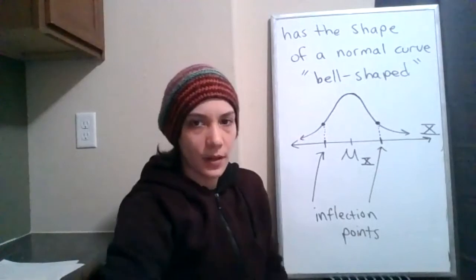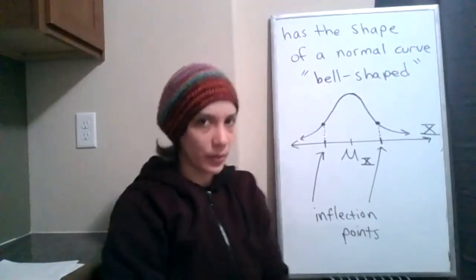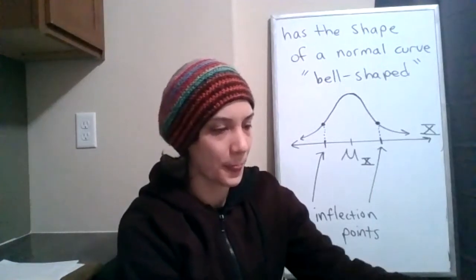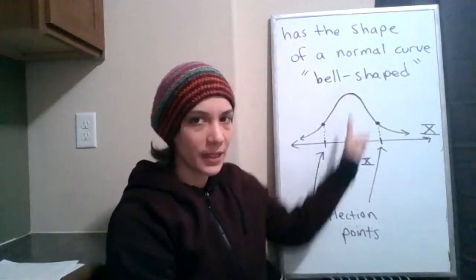Okay. I think that's good enough drawing, so we can list properties of the normal curve. The first one is that it's symmetric about the mean.